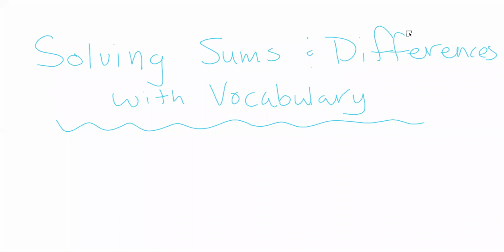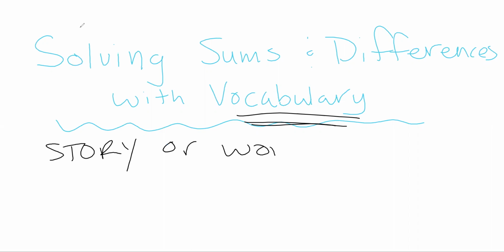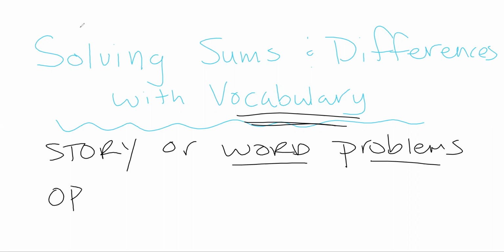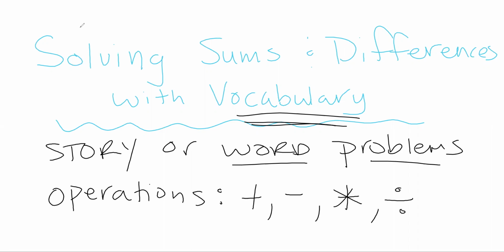Well, hello everyone. Today we're going to be talking about how we can solve for our sums and our differences through this idea of noting vocabulary. This is really something that comes along with story problems or word problems, right? And what we can really start to notice is that operations in math, which are the four main things we do in math, so that would be addition, subtraction, multiplication, and division, all have vocabulary words that help us connect to them.